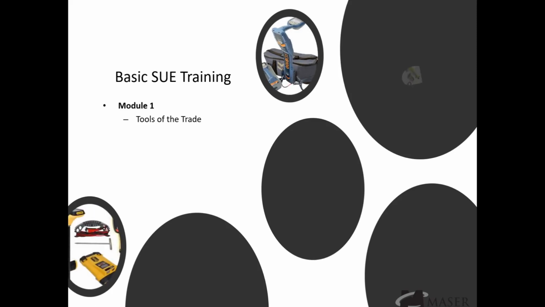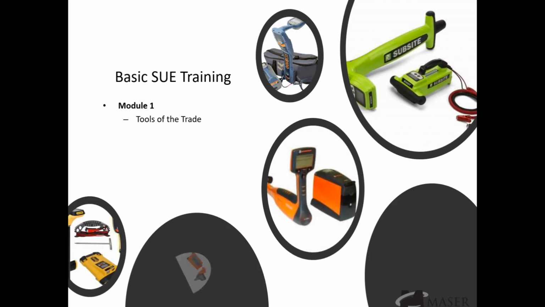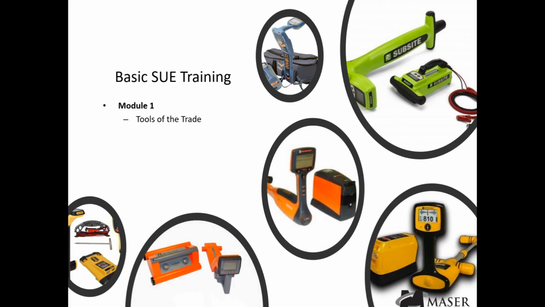So, basic tools of the trade. So the basic tools of the trade are electromagnetic locators, and each one of these images here are examples of some of the electromagnetic locating instruments that we use.